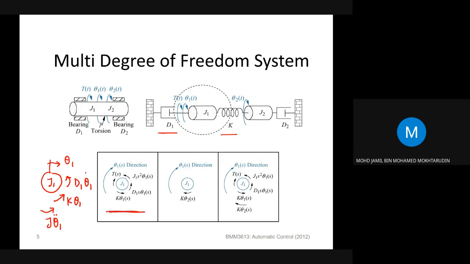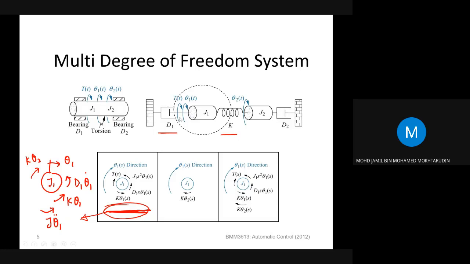So this is what I described just now, okay? The first column here. And then look at this spring. This spring is also connected with J2. So there is a force by J2 from the spring on J1, okay? So this force is clockwise, okay? So you have one clockwise force, K theta 2.